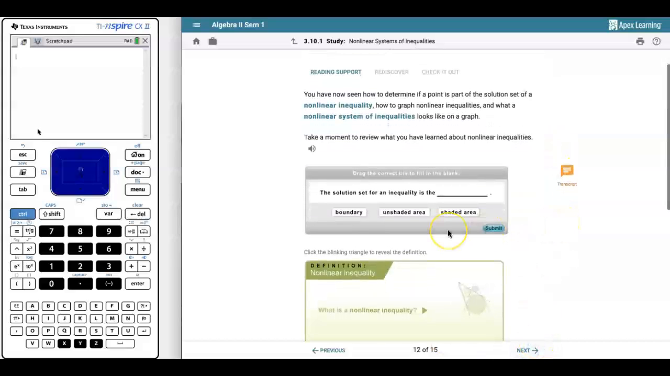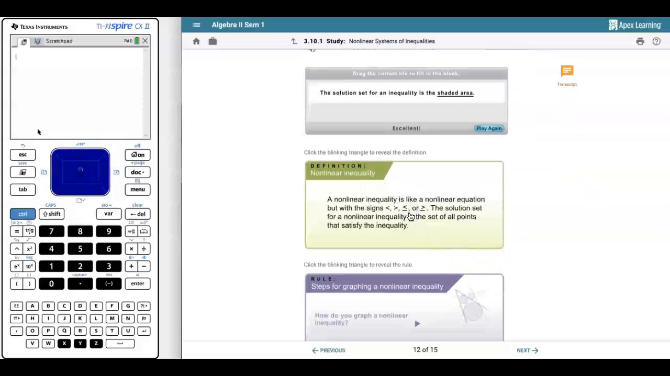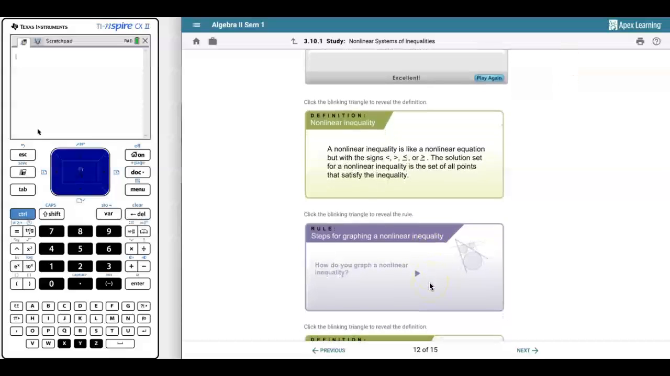So the solution set for an inequality is the shaded area, right? It is the shaded area. A nonlinear inequality is a nonlinear equation, but instead of an equal sign, it's now a greater than, less than, or greater than or equal to, or less than or equal to sign. So then all the points that are shaded satisfy that inequality. How do you graph a nonlinear inequality?